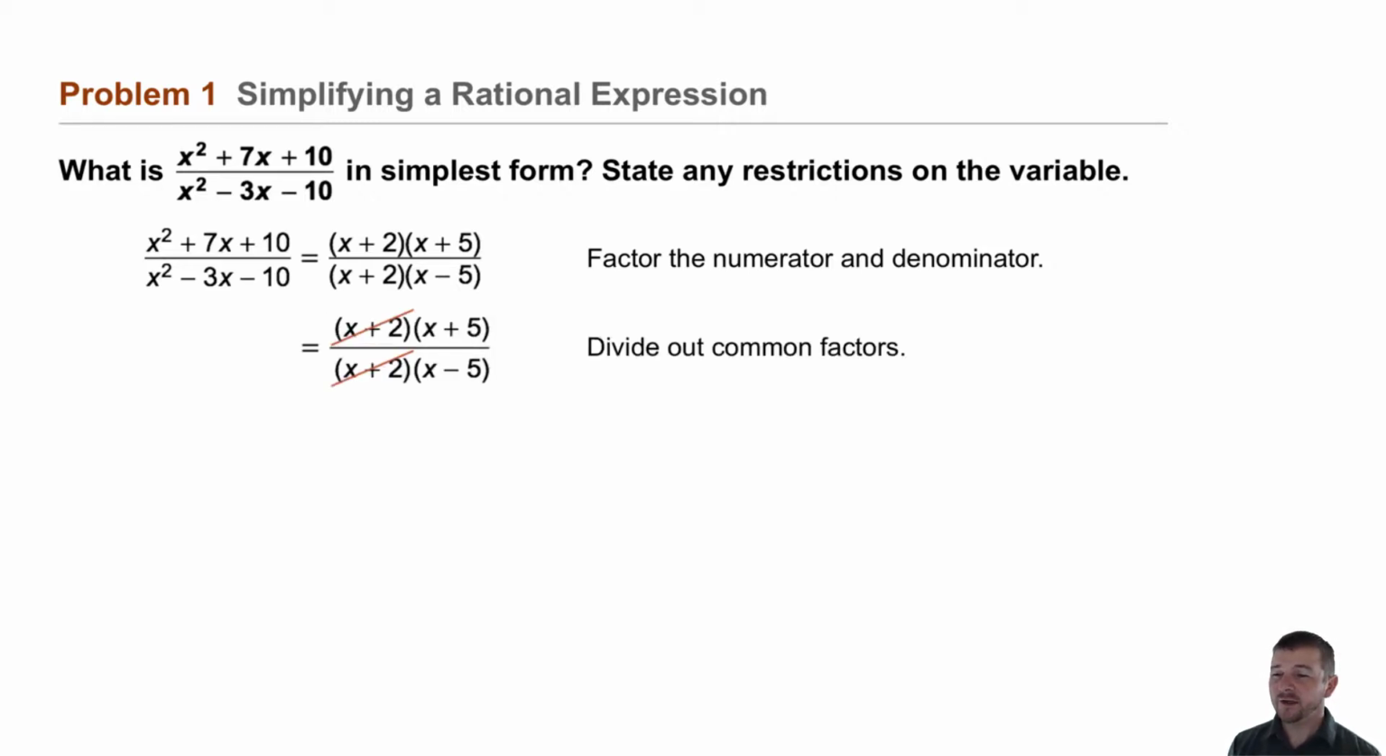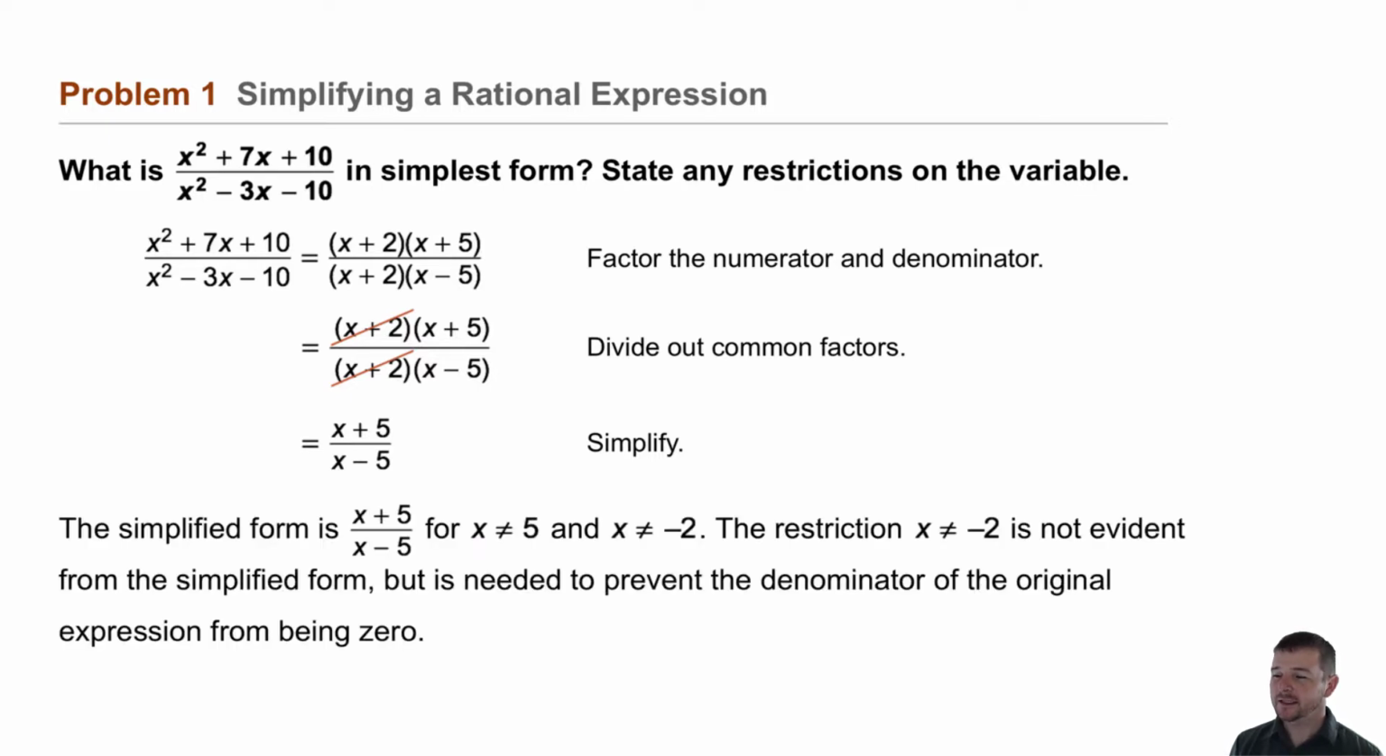Next, we'll divide out the common factors, x plus 2, and simplify. Our expression becomes x plus 5 over x minus 5. The simplified form is x plus 5 over x minus 5, for x does not equal 5, and x does not equal negative 2. The restriction x does not equal negative 2 is not evident from the simplified form, but is needed to prevent the denominator of the original expression from being 0.